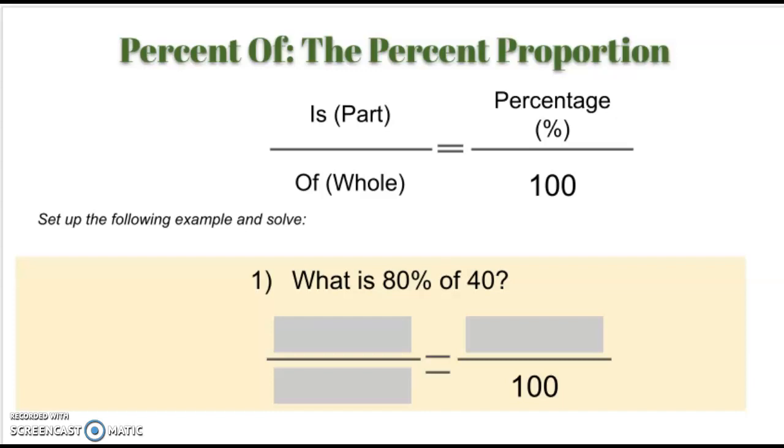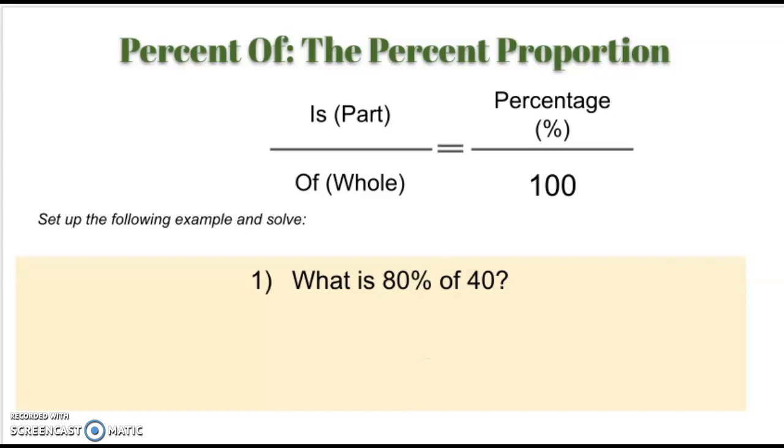So our first question in our notes is, what is 80% of 40? So let's kind of make sense of what this problem is asking first. What is 80% of 40? Well, we know that 80% is most, right? It's the majority of. So if we were to break down 40, what would be most of 40?